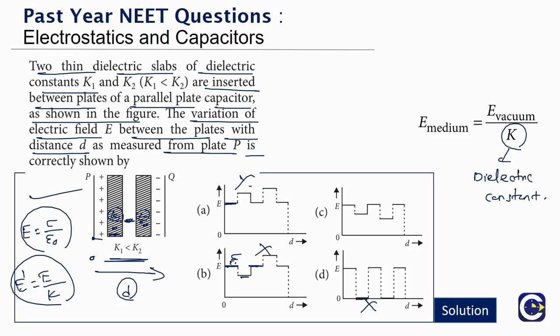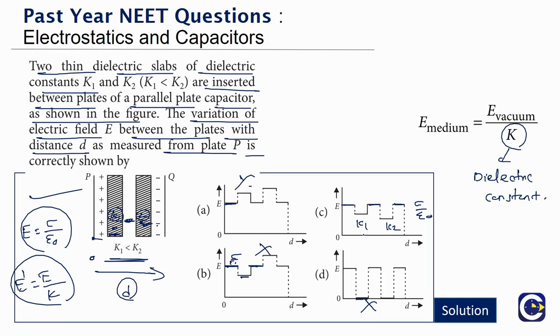Once we cross this medium K2, again we are getting into air. So again it will come back to, so this level is what? Sigma by epsilon naught. This is air, this is air, this is air. This is representing K1, this is representing K2. So only option C is able to correctly represent how the electric field will change as we move from P to Q.